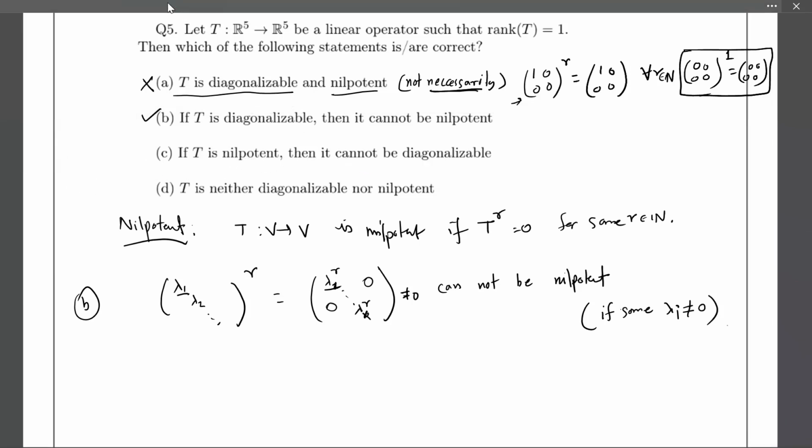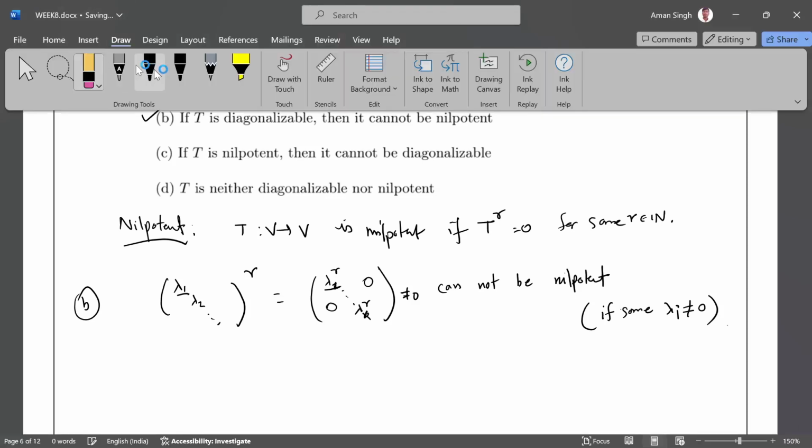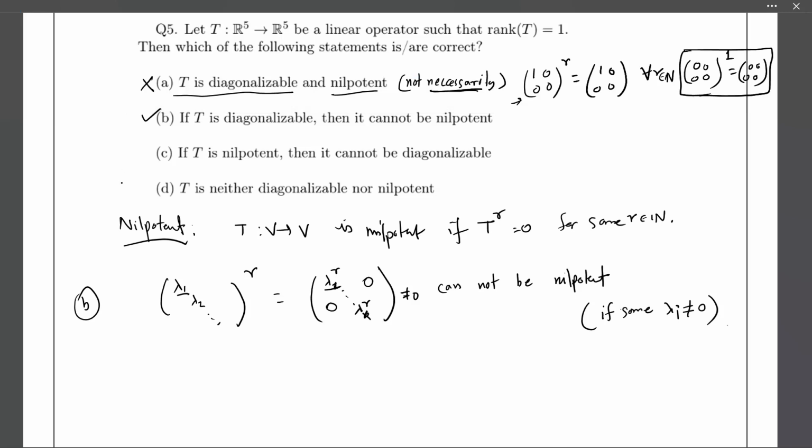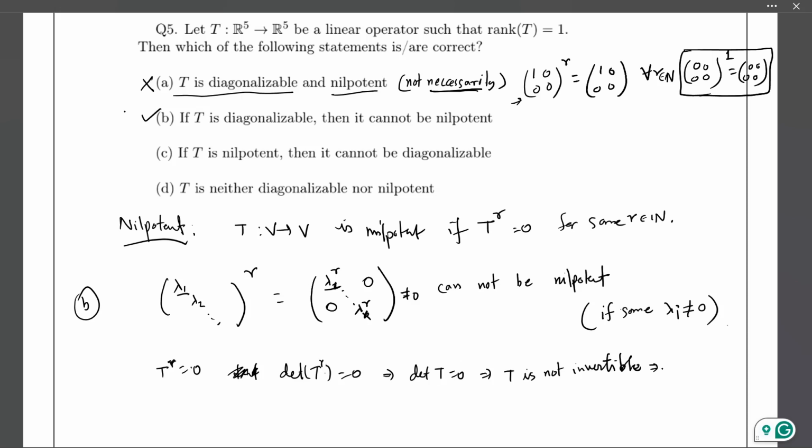How to solve this? Sir, I have a doubt. Can we say that every invertible matrix is not nilpotent? Yes, because if T is nilpotent, let's say T power r is equal to 0, then the determinant of T power r is 0, which will imply the determinant of T is 0. But this will imply T is not invertible. But you started by taking T invertible, so it cannot happen. This is a contradiction.